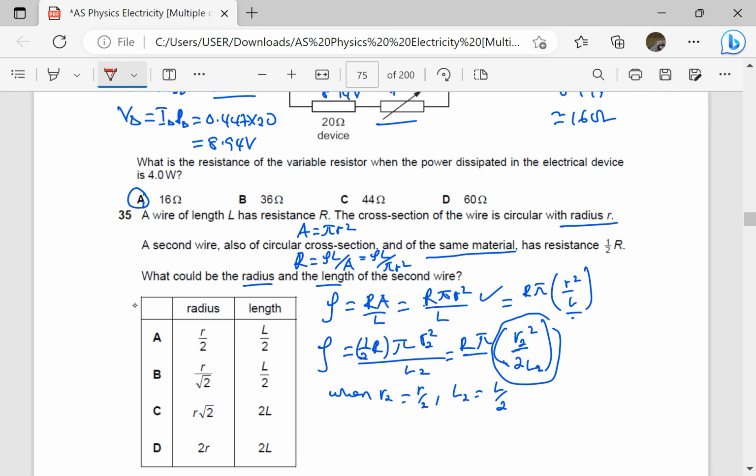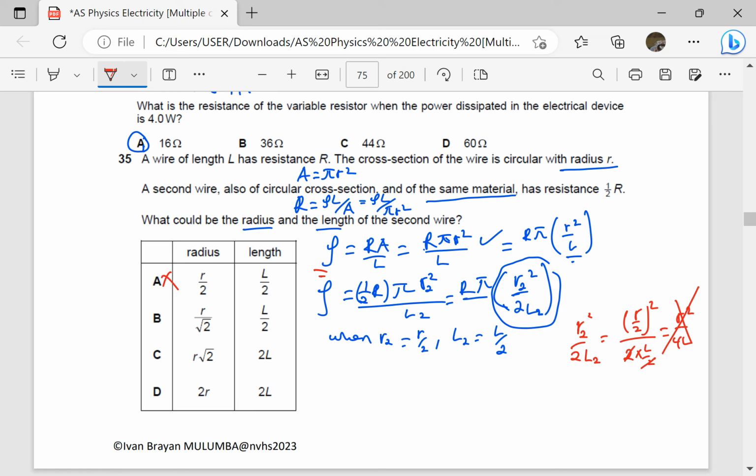Because if it doesn't, then rho is not constant. So we substitute it there. So we have R2 squared over 2L2 is going to be R over 2, this is squared, divided by L. L2 is going to be 2 times L over 2. So this one cancels, and you remain with R squared divided by 4L. So this one does not give us that. So that will not work. So A is wrong. Let me check the last one, D.